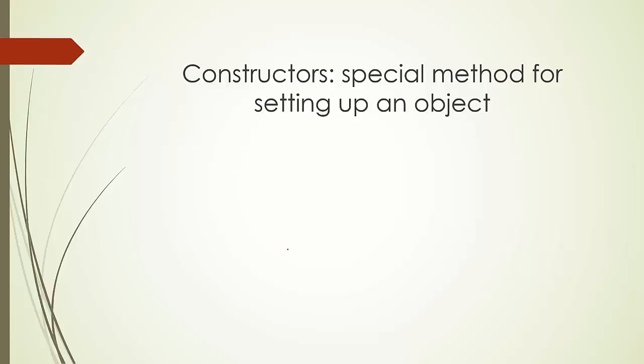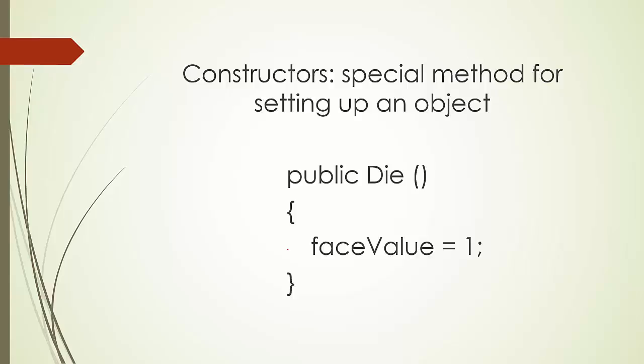The name of this method is the same as the class name. You can pass parameters to a constructor, but it is not necessary. A constructor has no return type specified. In our die example, suppose we want the face value of a die to be 1 when it is created. We can define a constructor as follows. Remember, the name of the constructor is the same as the class name, so we put Die. There's no return type. We don't need to pass a parameter to the constructor, so there's no parameter included inside the parentheses.